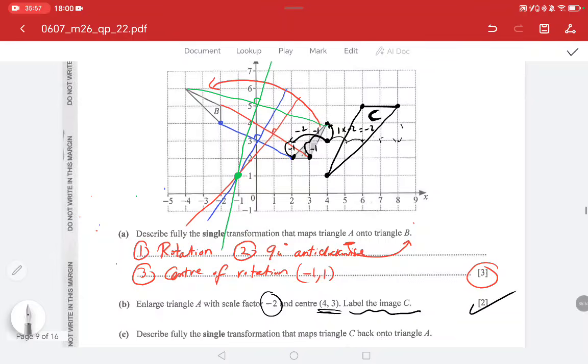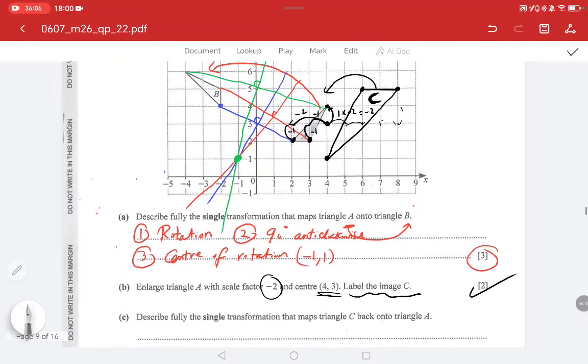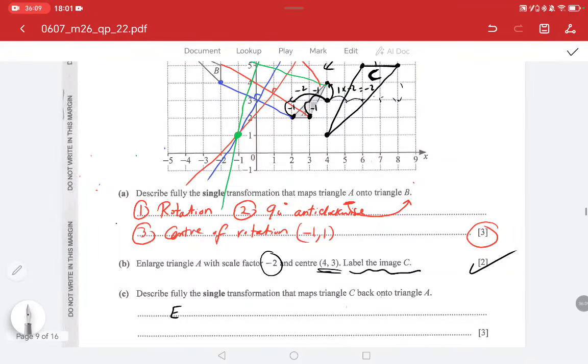Last one, describe fully the single transformation that maps triangle C back onto A. If you go from C and back to A, what's happening? Again, we will write the same, that this one is enlargement. One point. Scale factor. Oh, this is the point, take care. The scale factor, now it became smaller. So it's not minus 2, it's minus 1 over 2. Because from big object became smaller, it means fraction now, like less than 1. So instead of 2, it will be 1 over 2. Instead of negative 2, it will be negative 1 over 2.